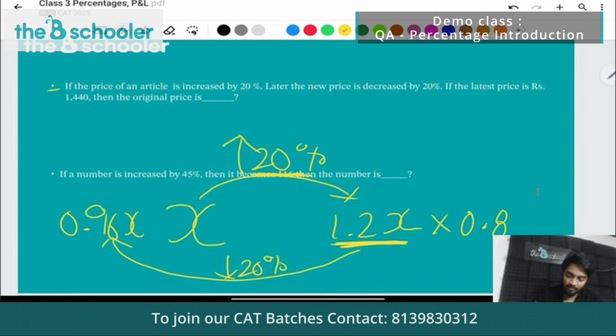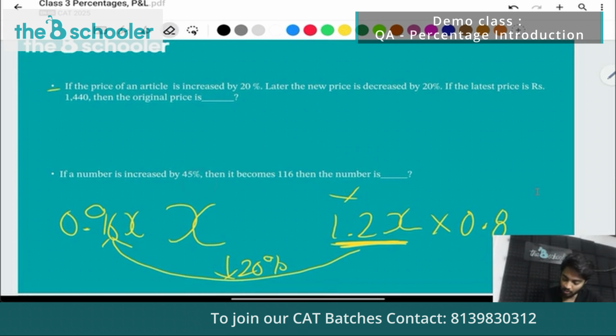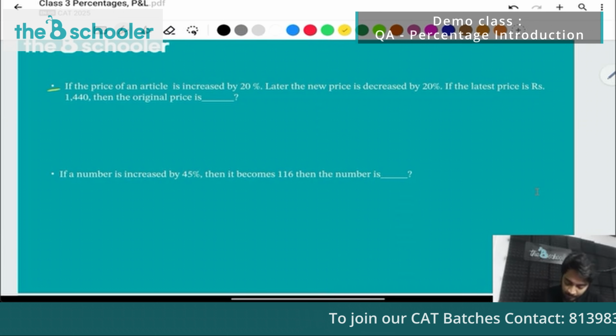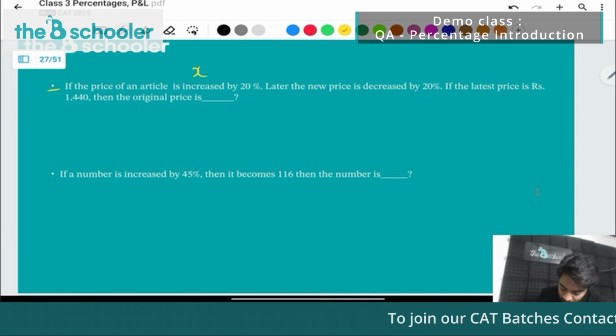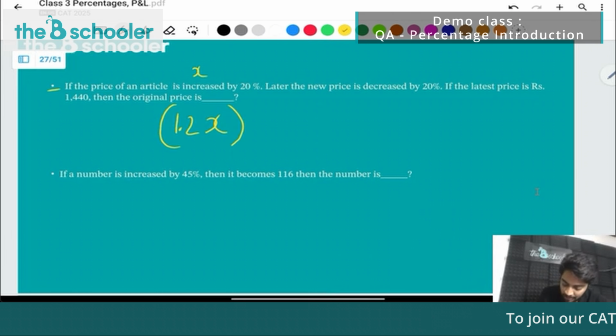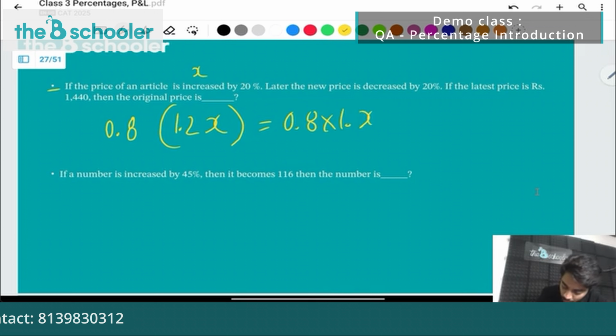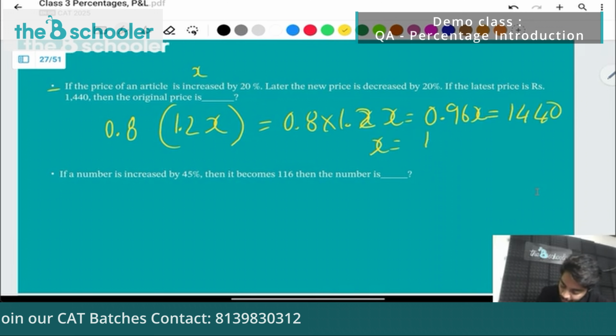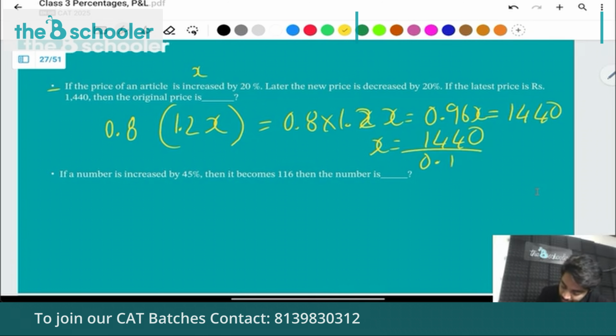And I'll tell you a shortcut for that also. But for this question, if you didn't know any of this and you simply wanted to solve it conventionally, you can do it. That is, if I take the initial value as x, increased by 20 percent, it is 1.2x. This has to be reduced by 20 percent, that means this number times 0.8. If you open the brackets, you will get 0.8 times 1.2x, which is 0.96x, and this is equal to 1440. So x is going to be 1440 divided by 0.96.